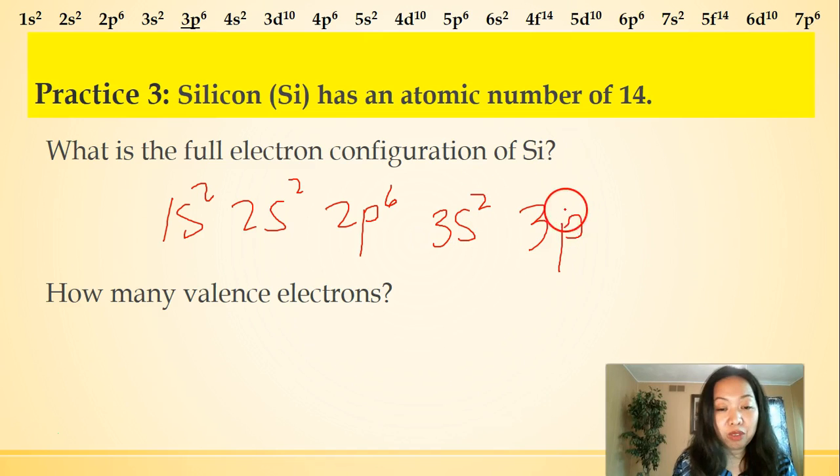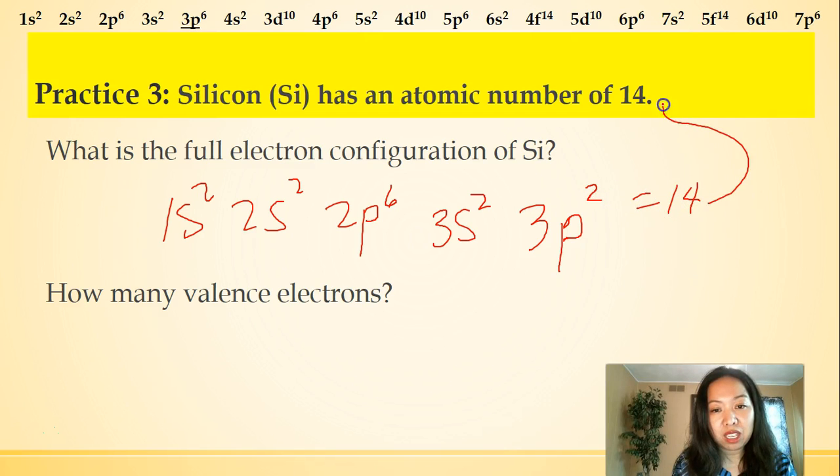3p. Before I write the superscript for p, I'm going to count all the electrons that I have so far. 2 plus 2 is 4, plus 6 is 10, plus 2 is 12, and we need 14, so therefore 3p2. That is 14, and we got that. So the full electron configuration of silicon is 1s2, 2s2, 2p6, 3s2, and 3p2.